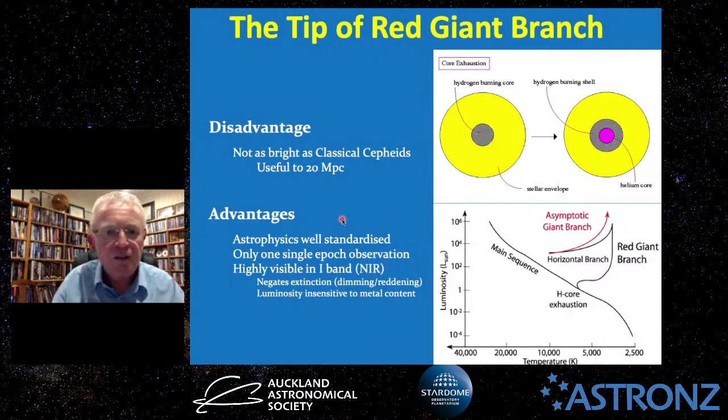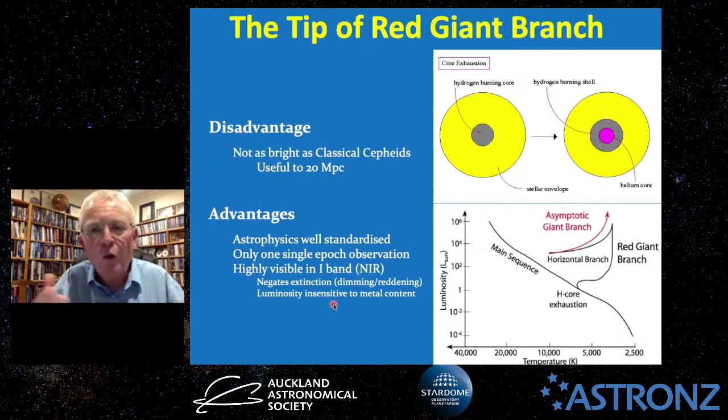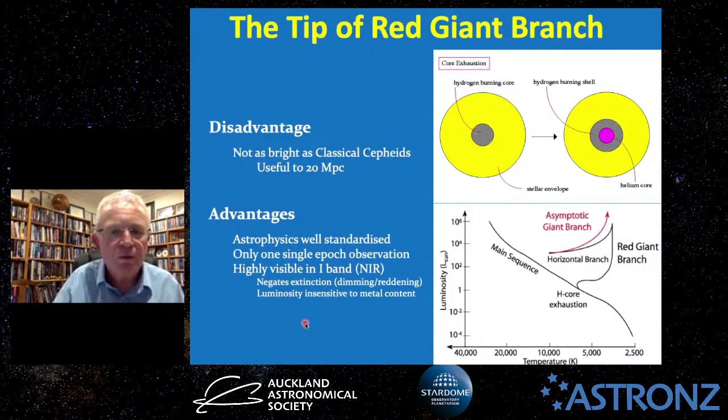The other thing is they're highly visible in the I band, the near infrared, which means you don't get the extinction. Infrared wavelengths go straight through. They're not interfered with by dust. It's the visual wavelength light that gets interfered with, where you get the dimming and reddening effect from dust. So it's independent of dust between you and the stars, which is the problem you see for variables.